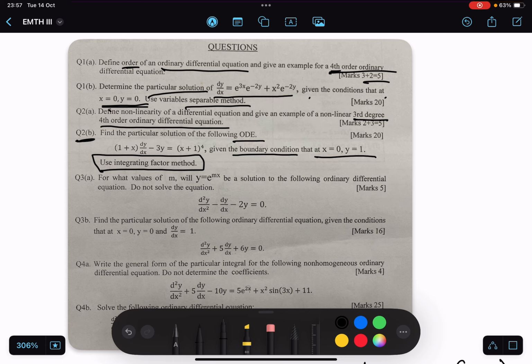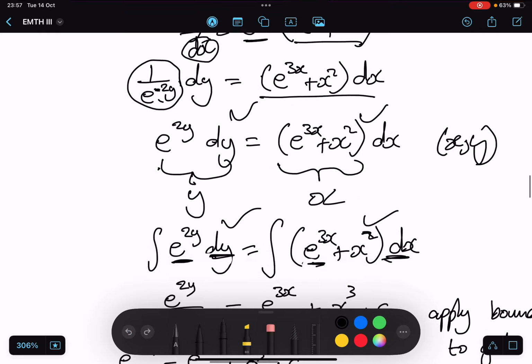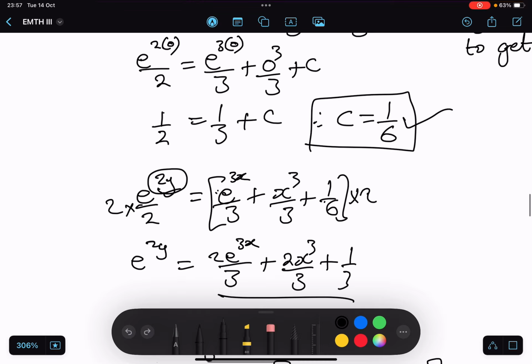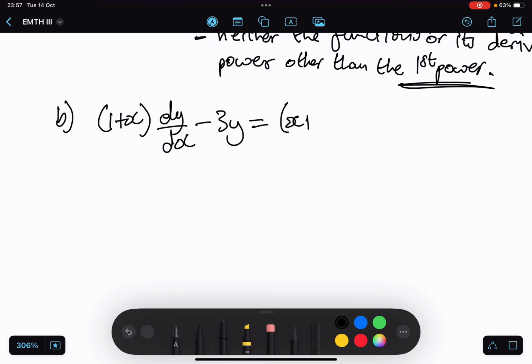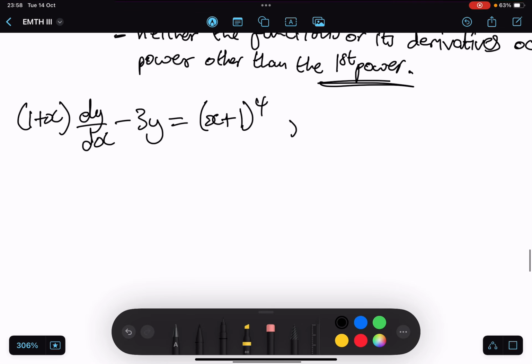In the previous question we used separation of variables. Now we are using the integrating factor method. So here we are solving B. We are given (1 + x) dy/dx - 3y = (x + 1)^4, and our boundary conditions are x = 0 and y = 1.